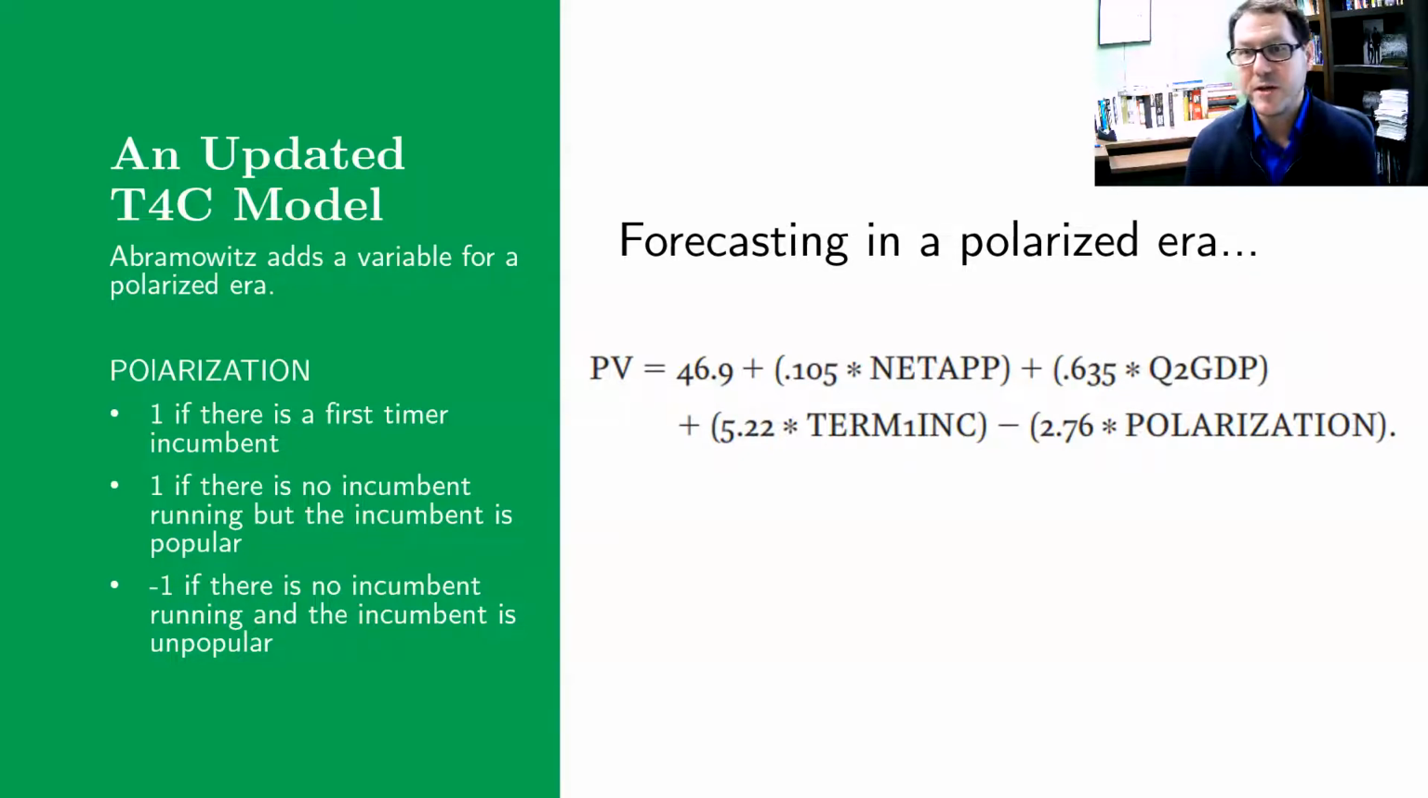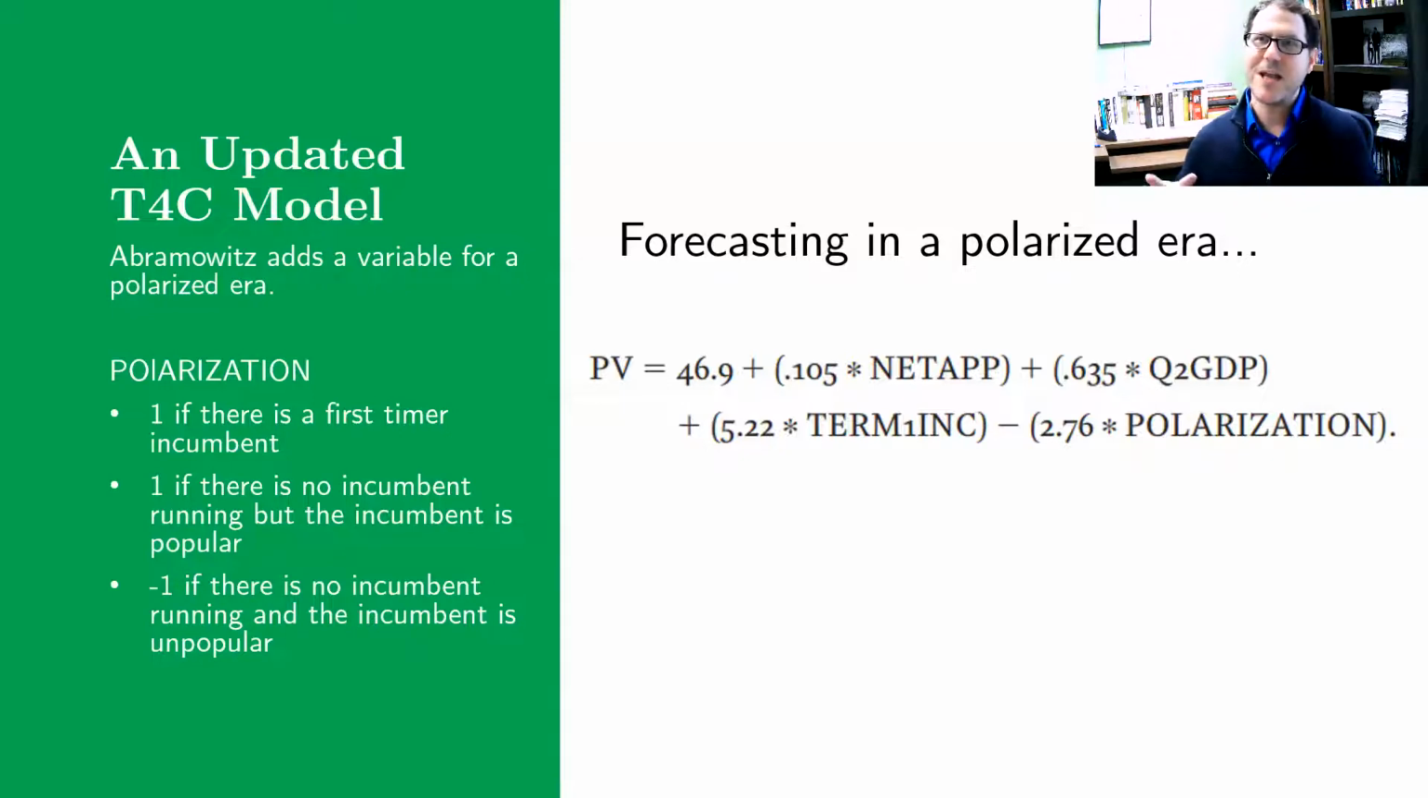But then this polarization variable comes in, and if you have an unpopular incumbent who's not running, it's going to get really hard to get reelected. So that really tamps it down for the incumbent party to get reelected to a third term. And so that's this polarization variable.